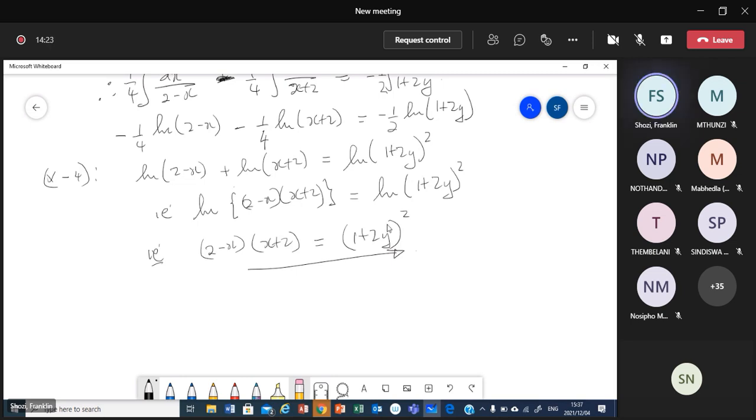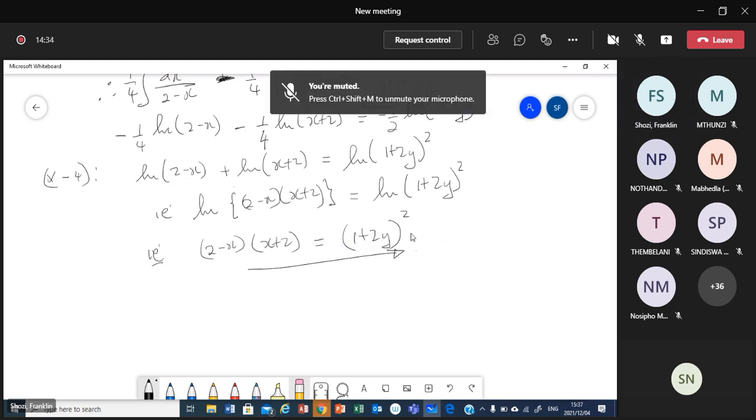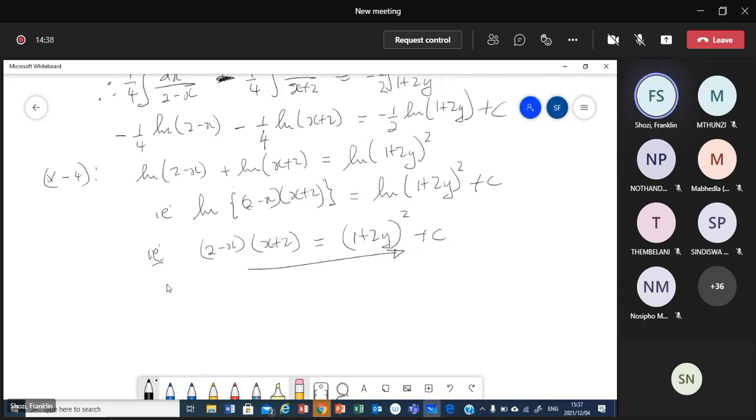But I think I lost track of a constant here when I was integrating. You can put plus C, and then you can play around with it. But that is the idea behind it.